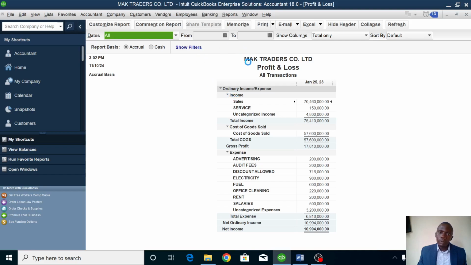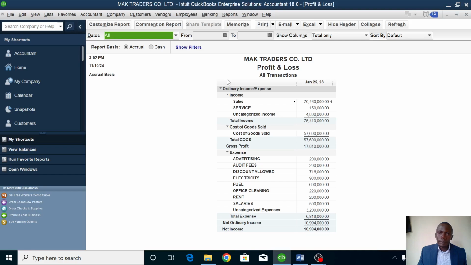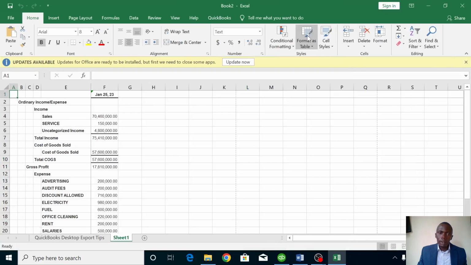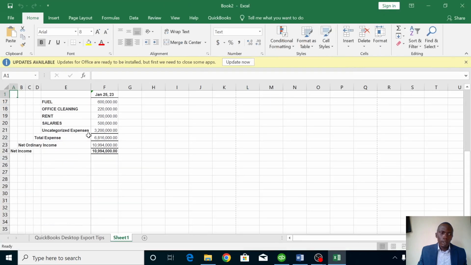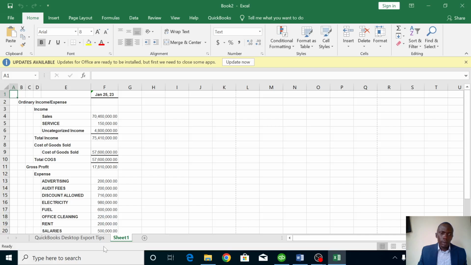Excel is loading. We maximize this. So our profit and loss is that one. So we rename this sheet. We rename it to profit and loss report.